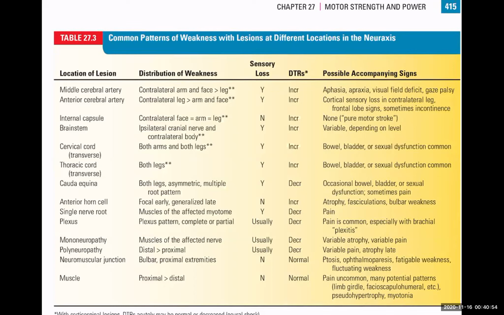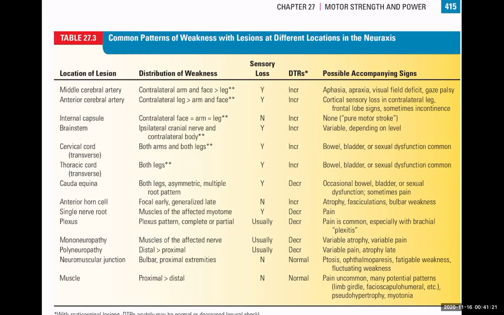So don't always think that a lower limb monoparesis has to be a local lesion or a spinal cord lesion. It can be an upper motor neuron lesion as well. So cervical cord, it is both arms and legs. Thoracic, it is almost paraparesis with bowel and bladder dysfunction. Cauda equina and conus: the difference is that cauda is asymmetric. It is basically your nerve rootlets. It is associated with sensory disturbances and pain.